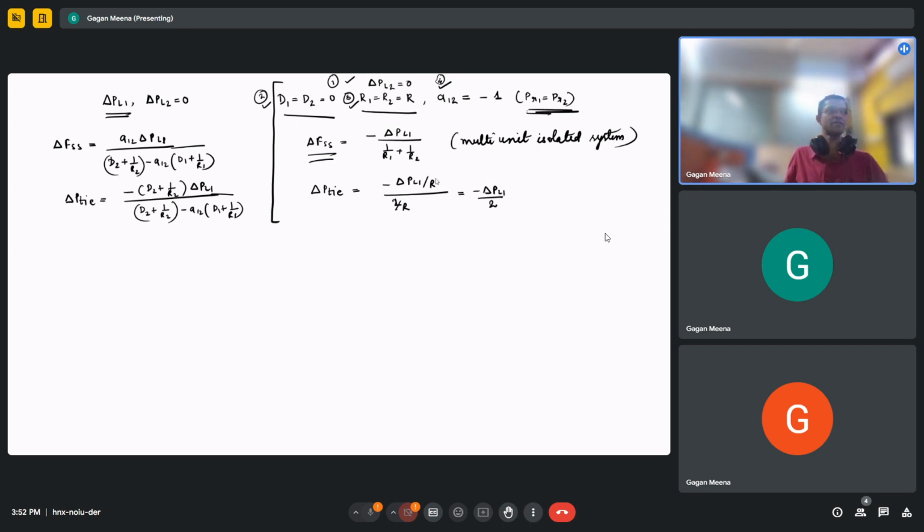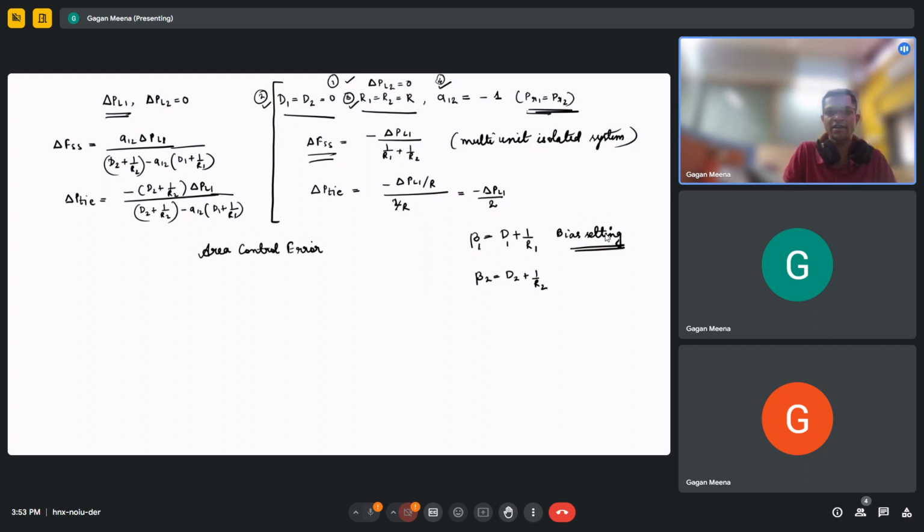So after this, next week we will see the area control error. We'll just introduce it now. And we have already seen one thing, that this beta, D plus 1 by R for an isolated system, is called the frequency bias setting. For two areas, for area 1 it is beta 1, D1 plus 1 by R1. For the second area it is beta 2, which is D2 plus 1 by R2. So it is the frequency bias setting.